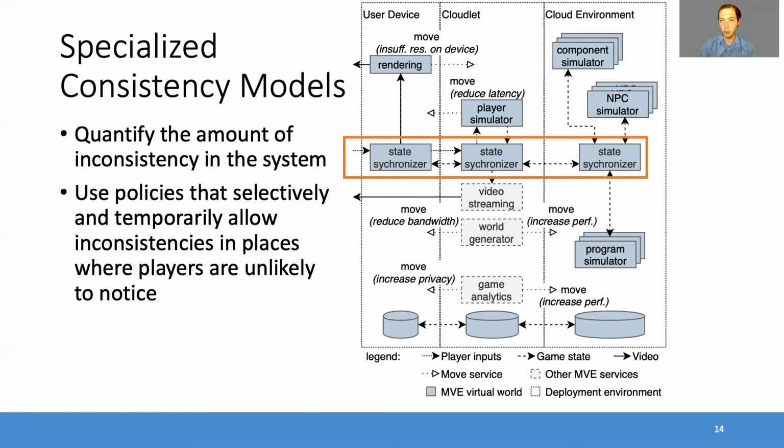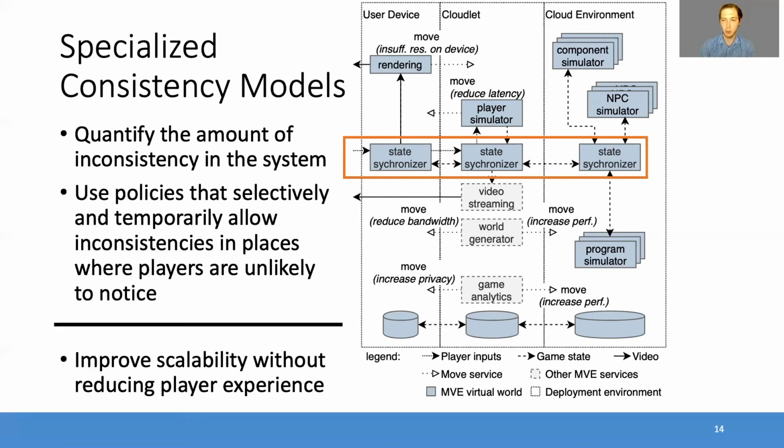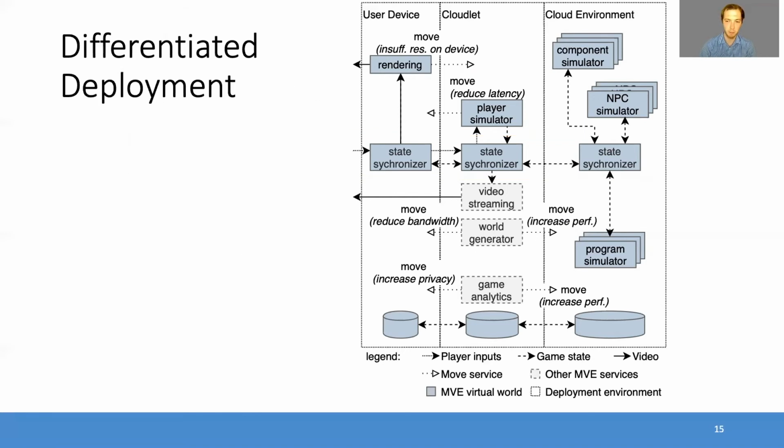Another important part is using policies that selectively and temporarily allow inconsistency only in places where players are unlikely to notice. These policies have to be determined by the game's developer, who knows which kinds of inconsistency are tolerable and which kinds aren't. The goal here is to improve scalability, but not reduce the player experience.